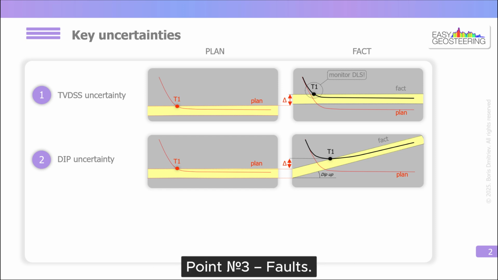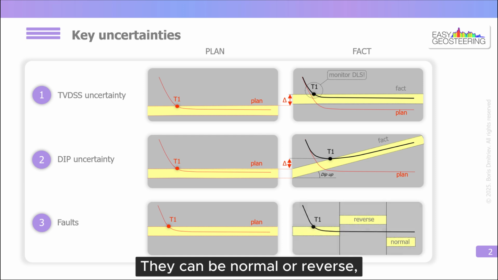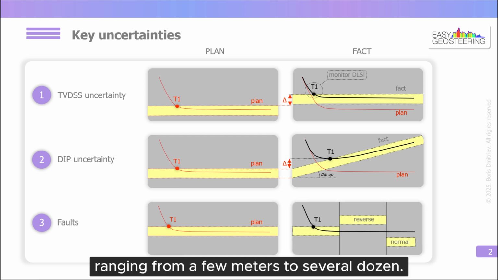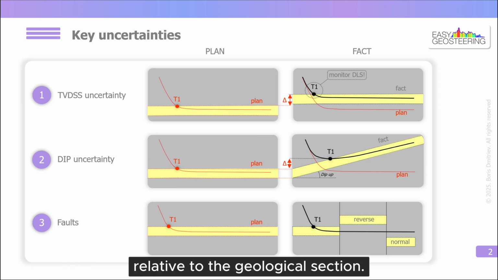Point number 3, faults. Faults are fractures in the earth crust where rock layers have shifted due to tectonic movements or local stresses. They can be normal or reverse, with displacement ranging from a few meters to several dozen. Identifying faults in real time is often challenging, and their presence makes it harder to determine the borehole's position relative to the geological section.